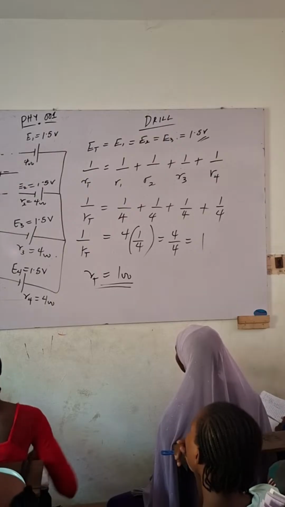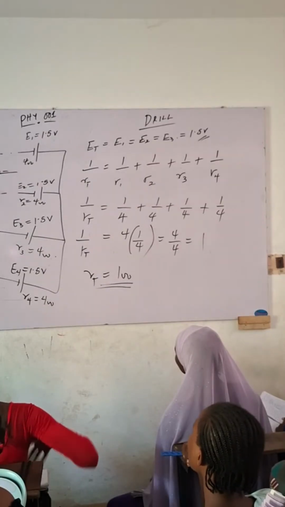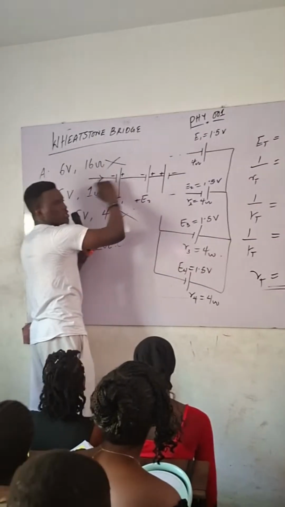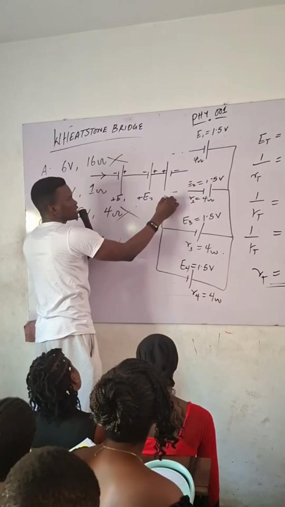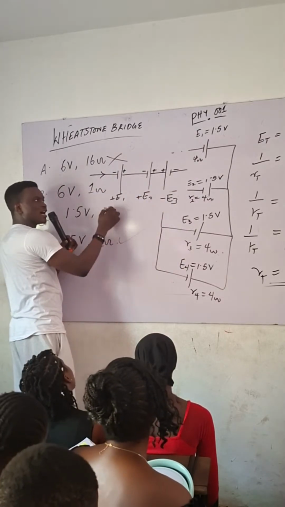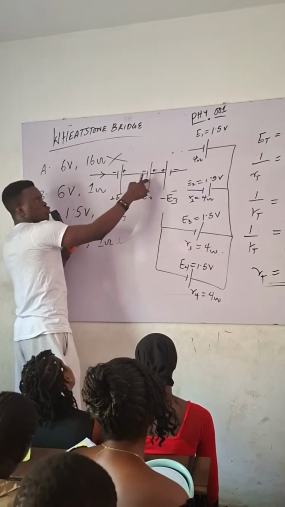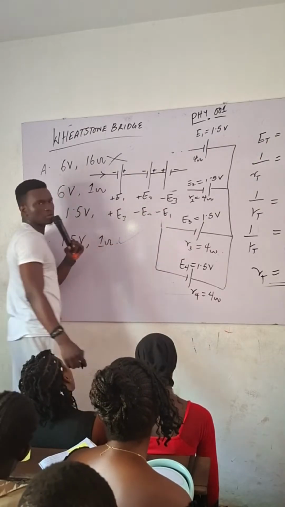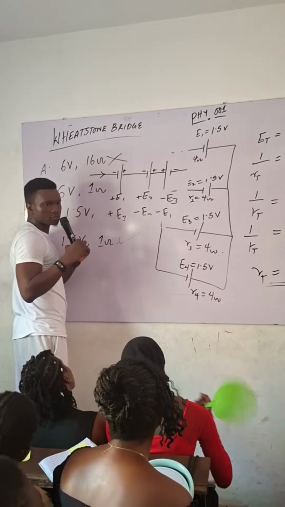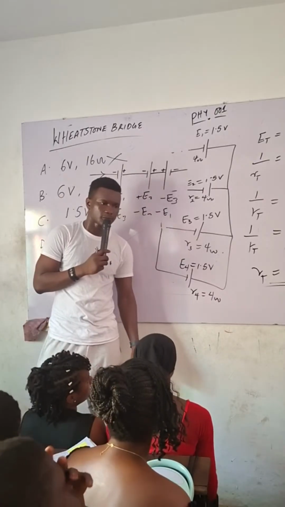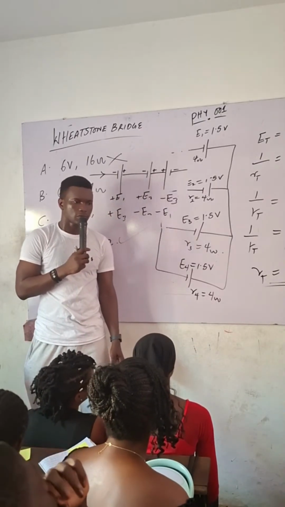If you are going this way, E1 will be taken as positive and E2 will be positive. But when you get to E3, because you are going this way, E3 will be taken as negative. If you are coming the other way, E3 will be positive, E2 negative, and E1 negative. You will still get the same answer. That's why I said you can come this way or this way.